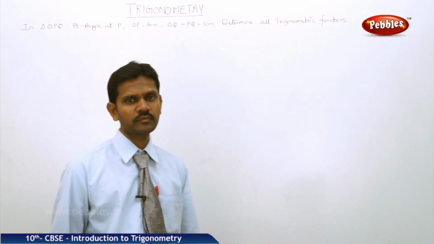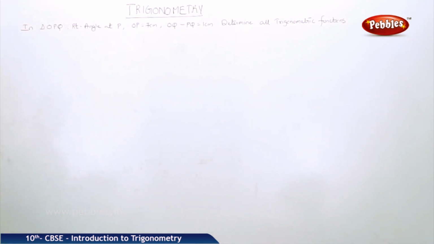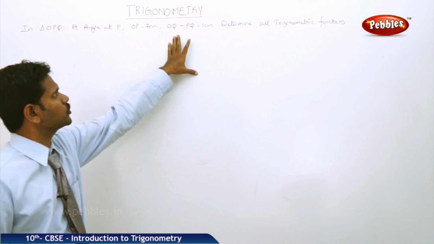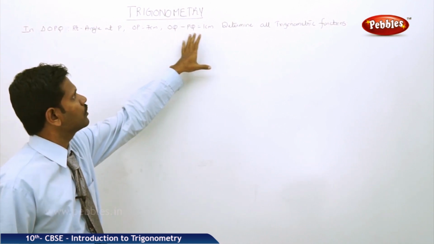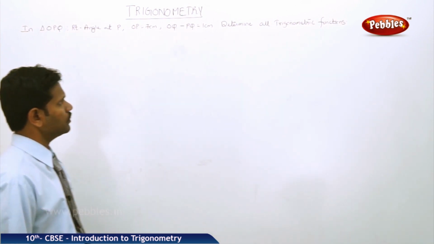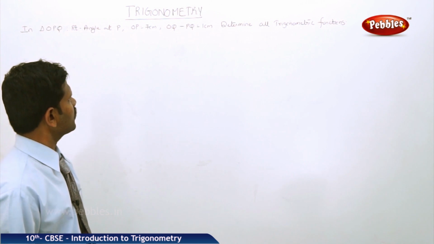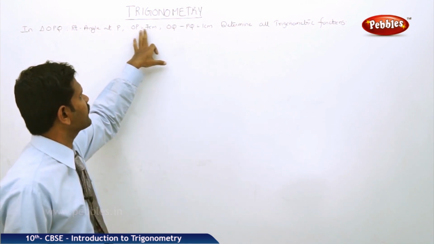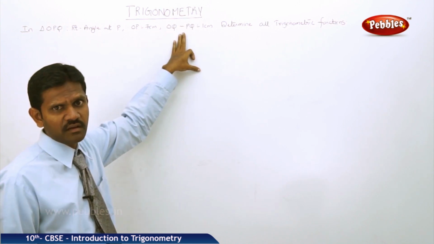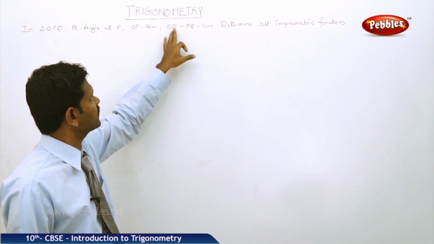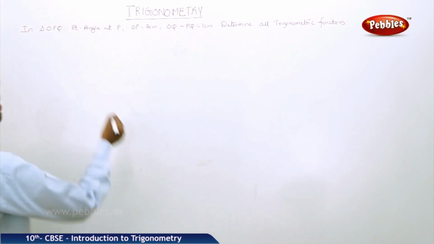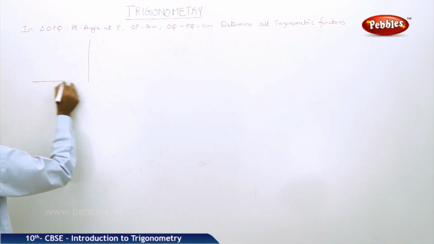Let us see the next problem. In triangle OPQ, the right angle is at P. OP is equal to 7 centimeters, and OQ minus PQ is equal to 1 centimeter. Determine all trigonometric functions. First of all, OP is given as 7 centimeters, and the other two sides are not given completely; only the difference of the two sides is given as 1 centimeter. Now, let us follow the diagram first.